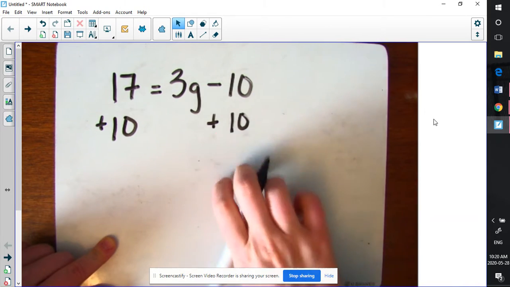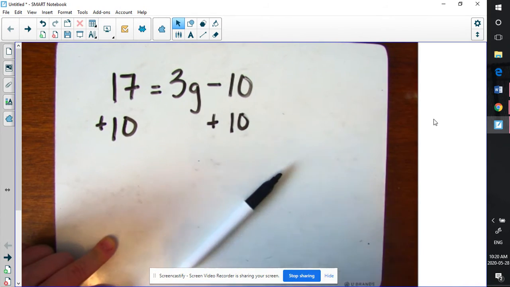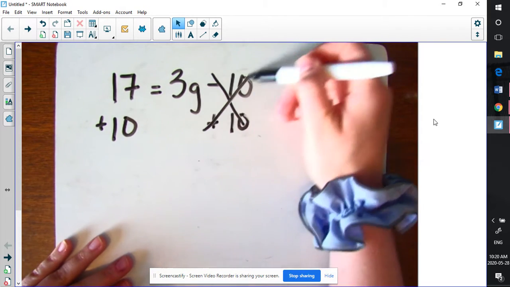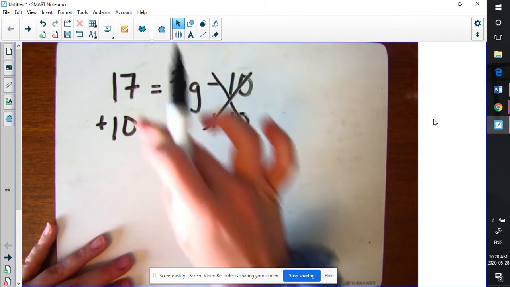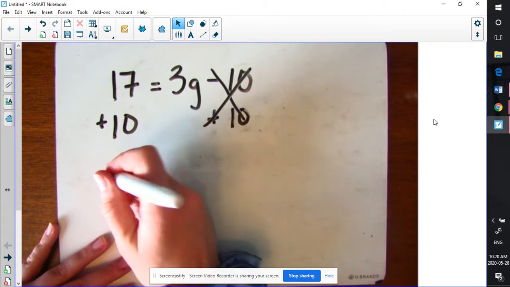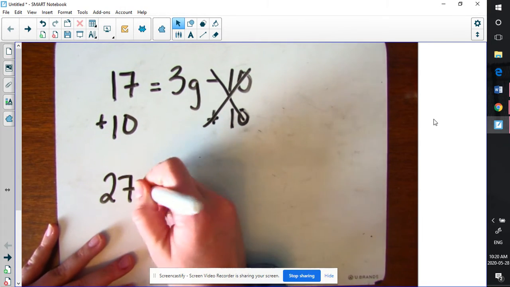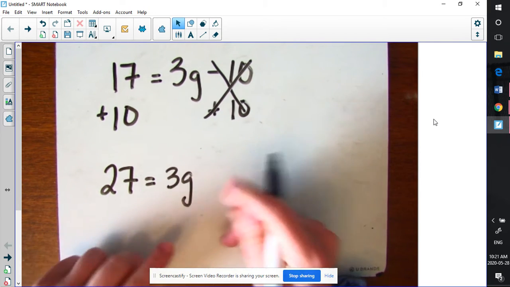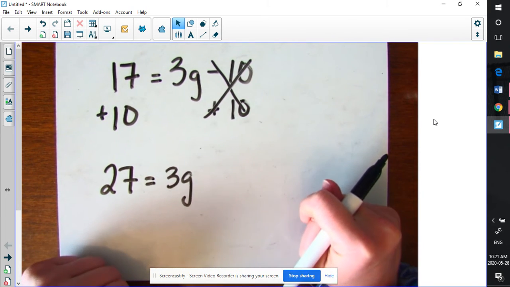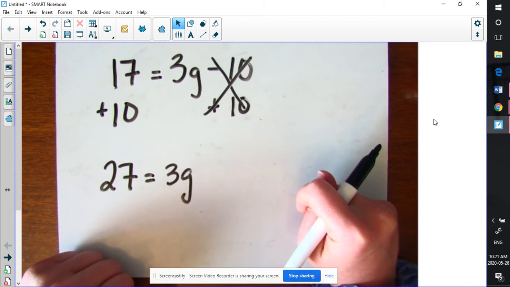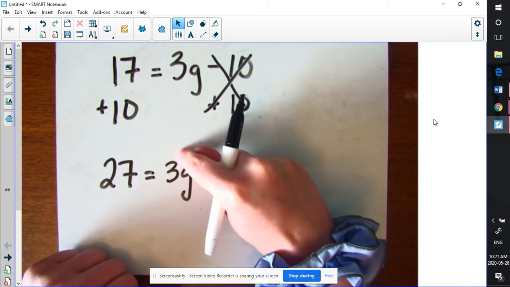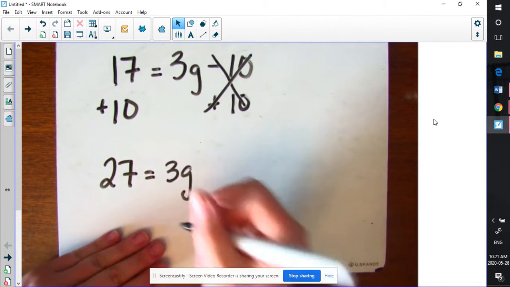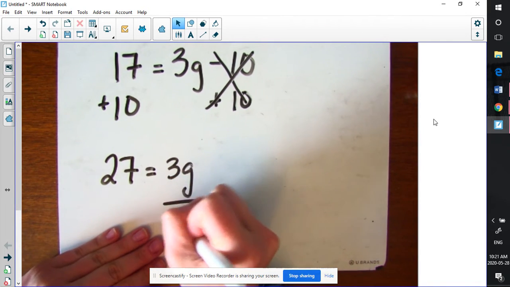Minus 10 plus 10. If I take 10 things away from you and then give you 10 back, you have the same amount that you started with. So they cancel. 17 plus 10 is 27. So I have 27 equals 3G. Now this looks just like our one-step equations from last week, so hopefully you remember how to solve it from here. 3G means multiplication. The opposite of multiplication is division. So I'm going to divide both sides by 3.